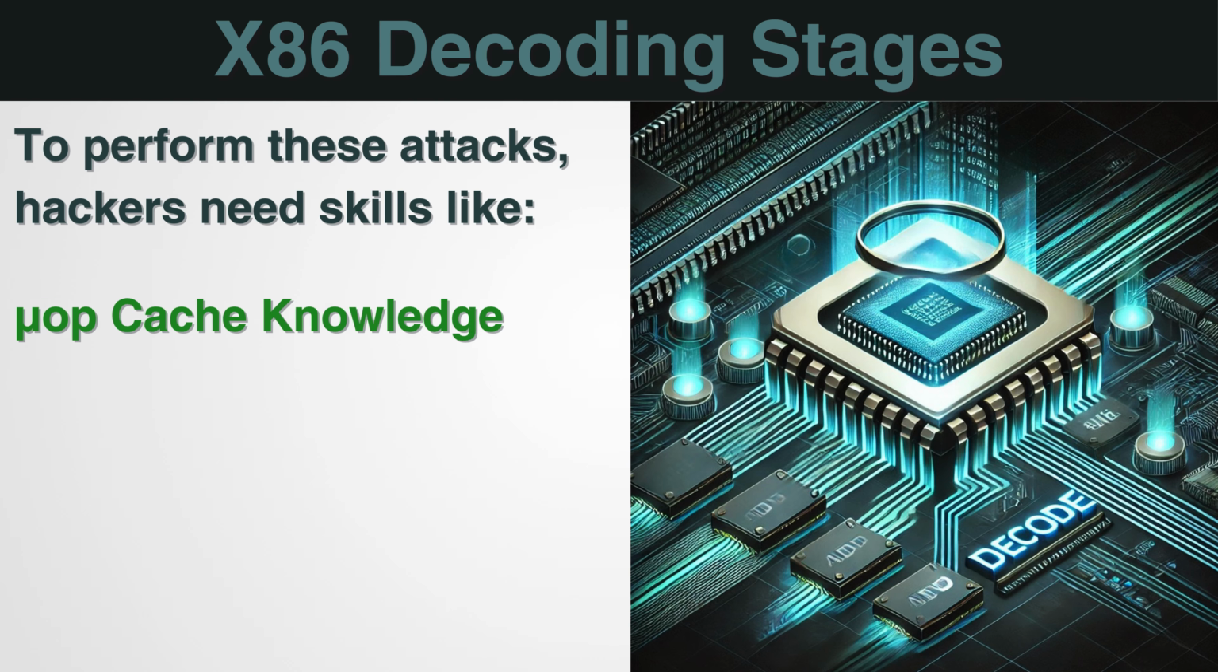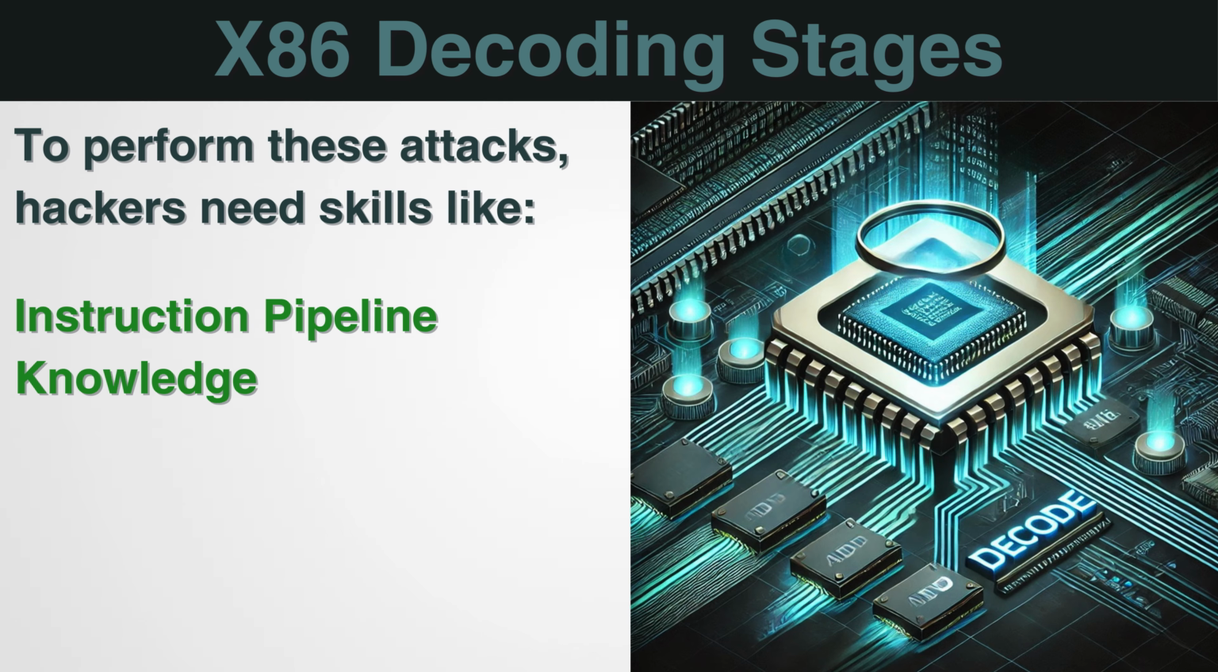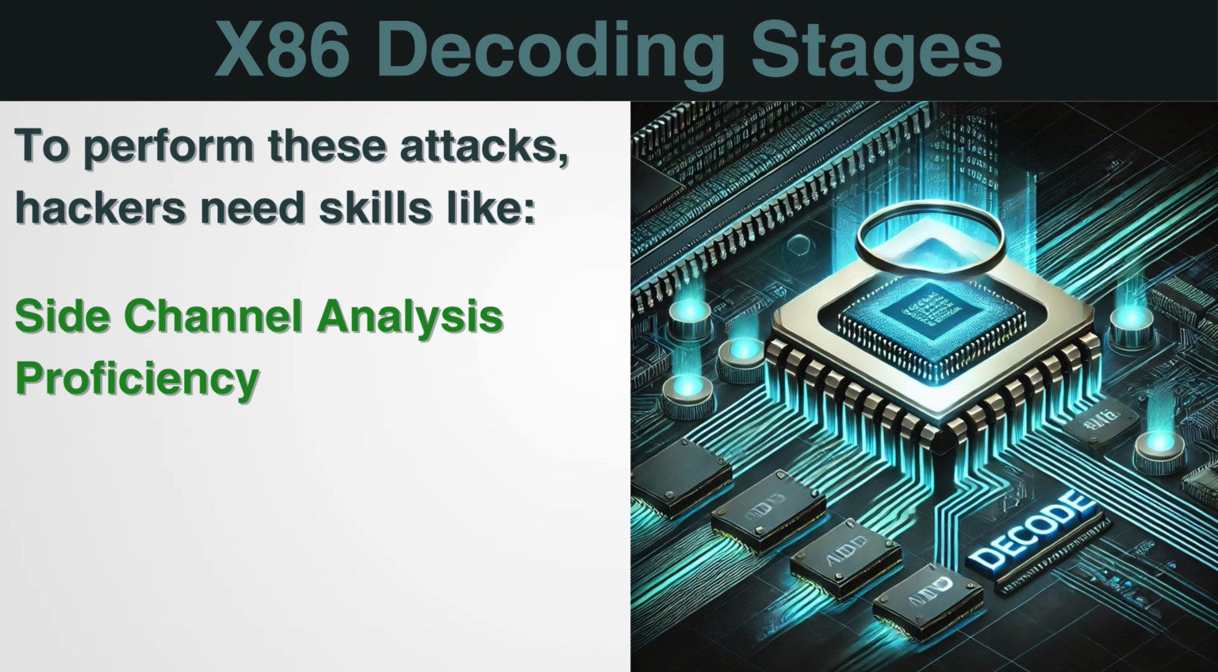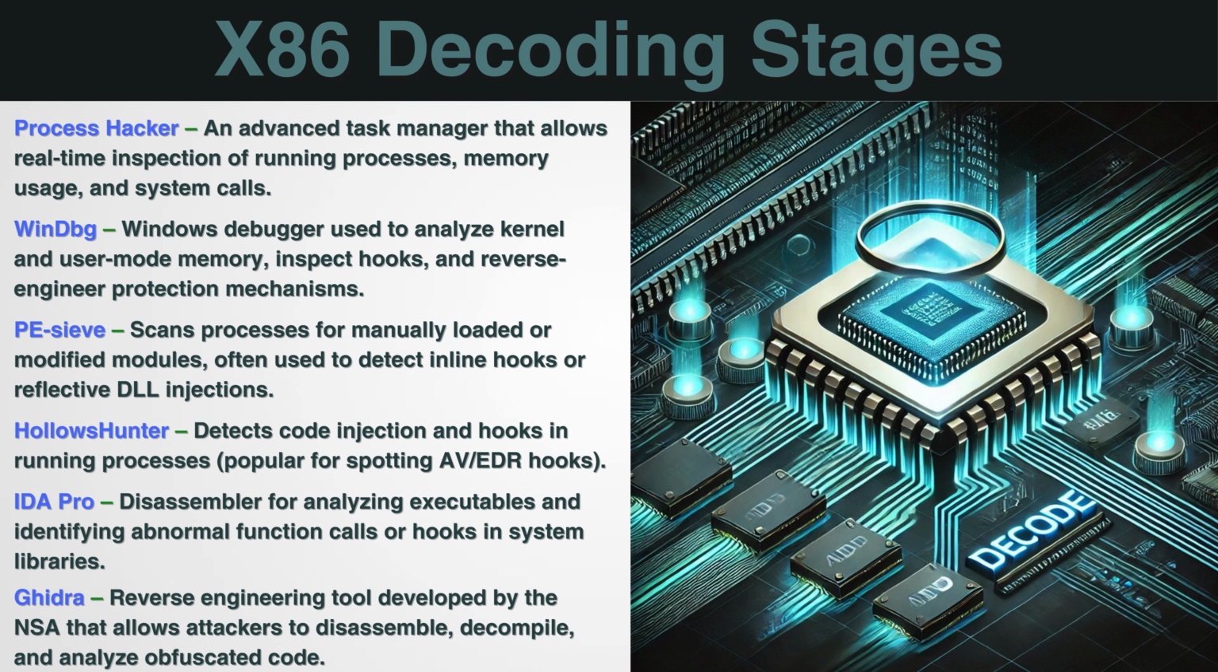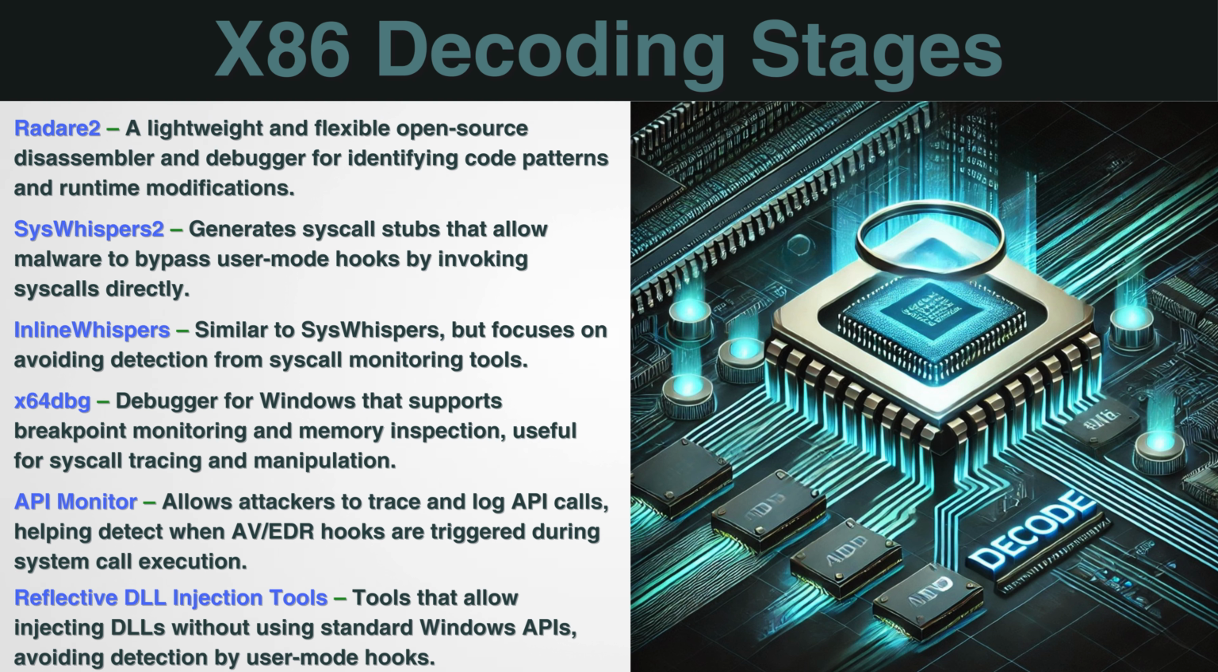Microarchitecture understanding, like familiarity with micro-op caches, branch predictions, and instruction pipelines, and side-channel analysis proficiency, applying statistical methods to interpret cache timing variations. These are skills these hackers need. And tool proficiency, with the same tools security experts need. They could be Perf, Intel PCM, Ghidra, and x64dbg, for a few examples.